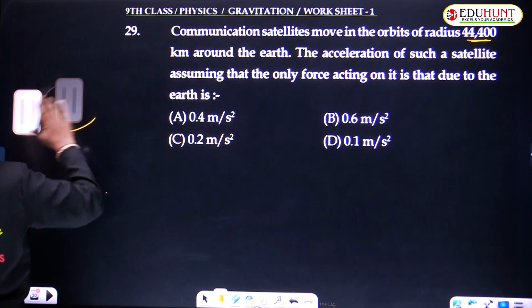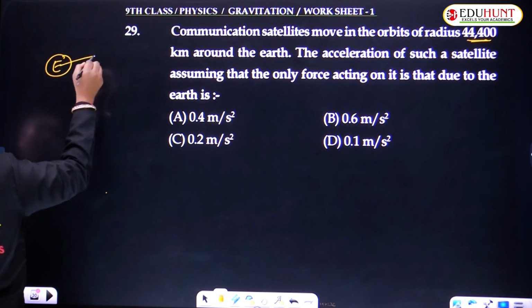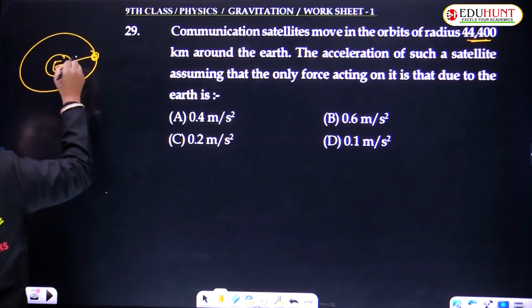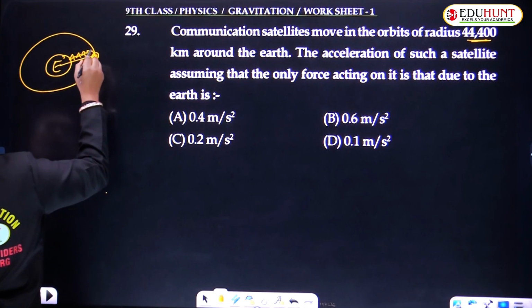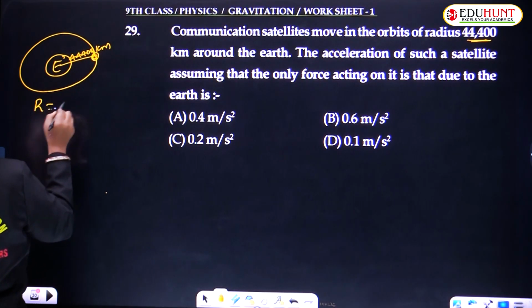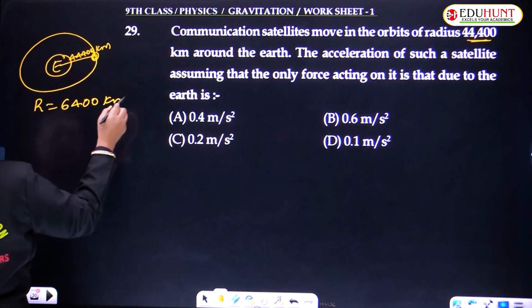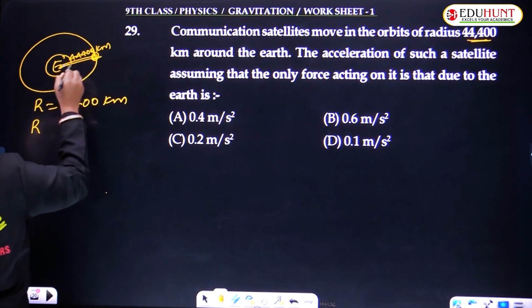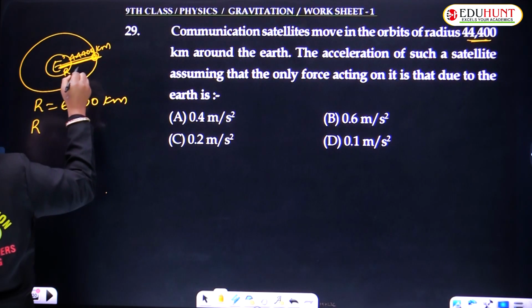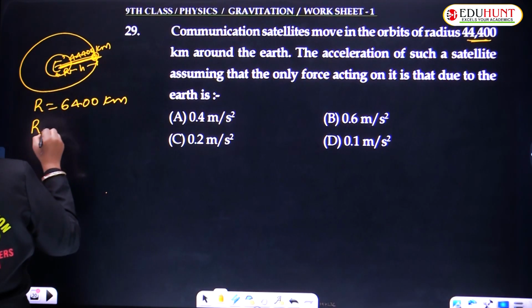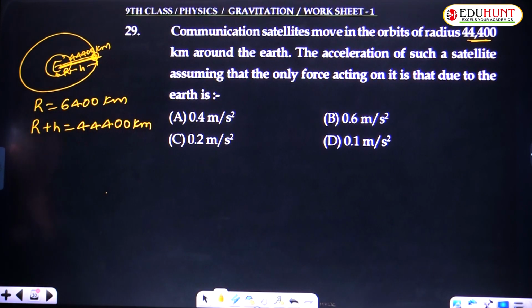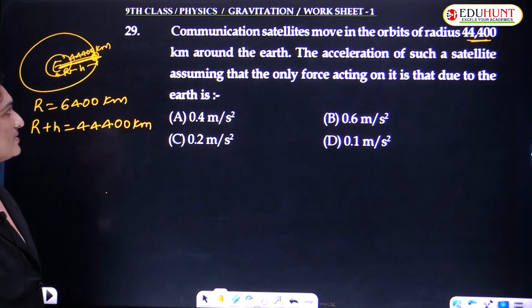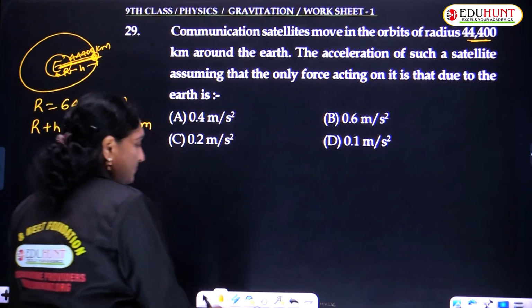So, what is that? Earth. This is your communication satellite. This distance is 44,400 kilometers. So, radius of the Earth, as we know, is 6,400 kilometers, and from here to here, radius of the Earth along with the height, this is r and this is h. R plus h is found to be 44,400 kilometers. These are the values. The acceleration of such a satellite, assuming the only force acting is gravity, so you're asked to find out the acceleration.